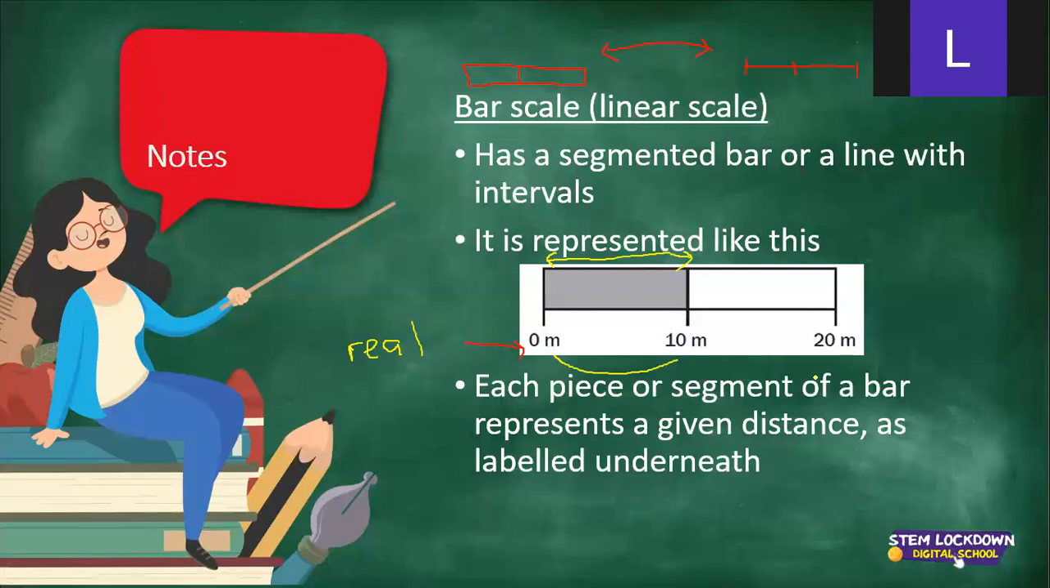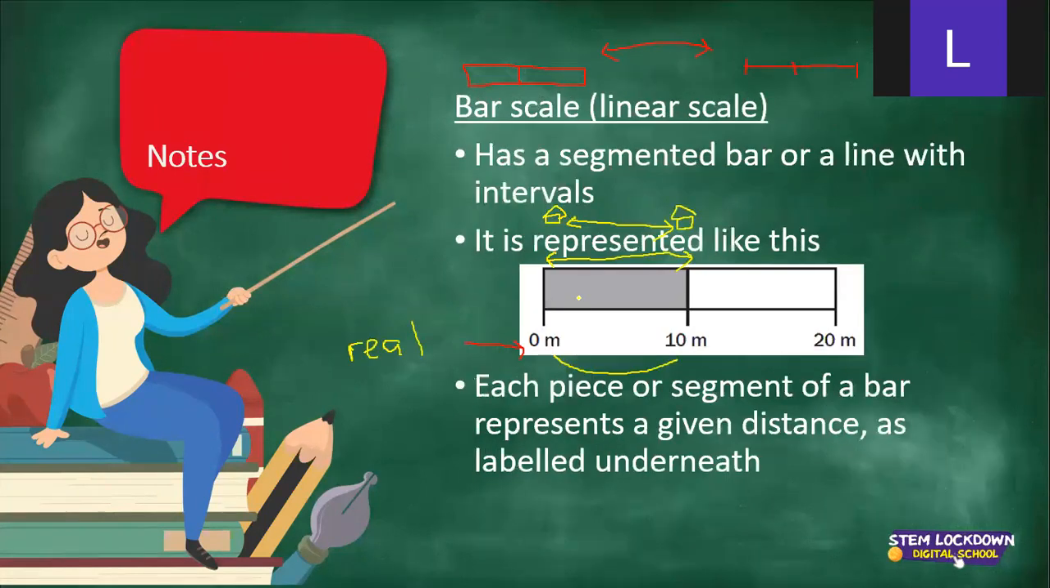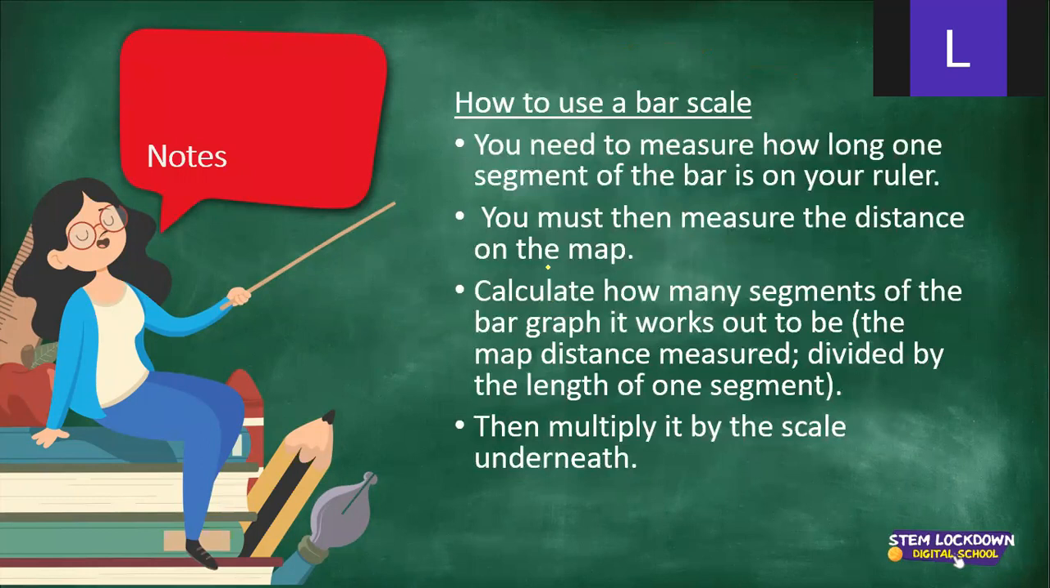Each piece or segment of a bar represents a given distance, labeled underneath, as I've said. So on the map, let's say, just making an example, this is your house, and this is your neighbor's house. If on the map they're separated by this distance, maybe let's say 2 centimeters, that means in reality they're separated by 10 meters, right? But let me continue. How to use a bar scale? You need to measure how long one segment of the bar is using your ruler. In this case, you need to know how long maybe this segment is using a ruler. Remember, I can use centimeters or I can use millimeters. For this example, I'll be using centimeters. Then you must measure the distance on the map, the map distance.